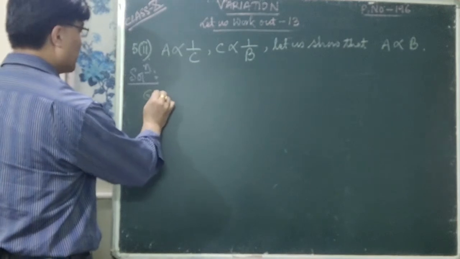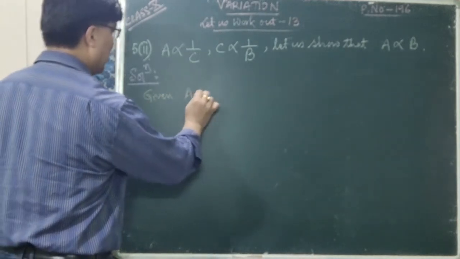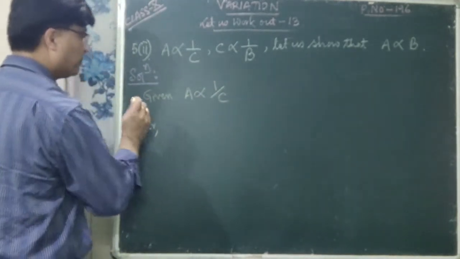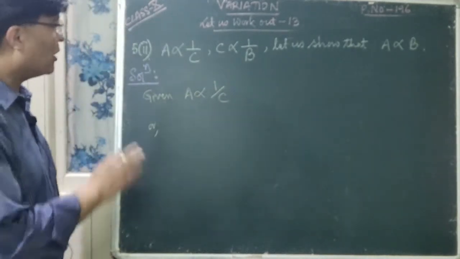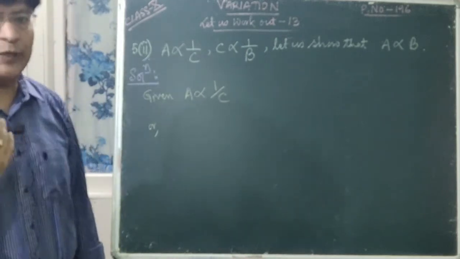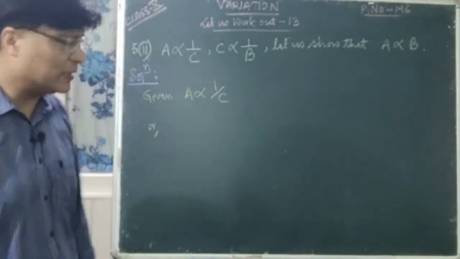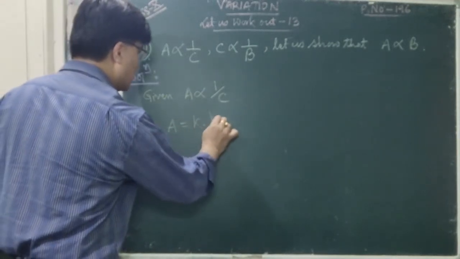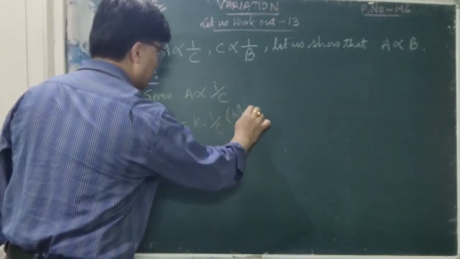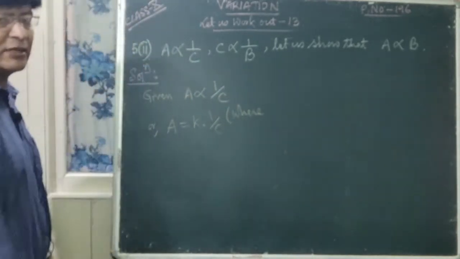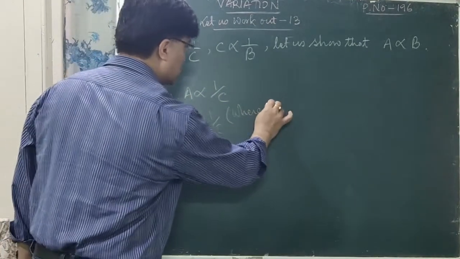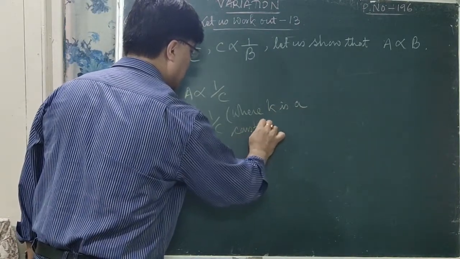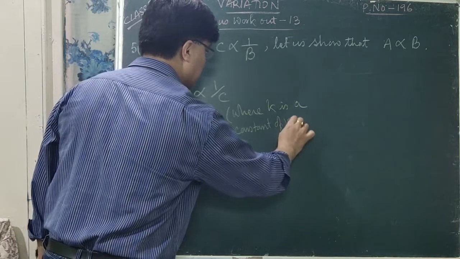So here the first one is given: A proportional to 1 upon C. Now you know how to convert this proportional sign into an equality sign, isn't it? So A is equal to K into 1 upon C. Within the bracket, what should you write? Always you have to write down: where K is a constant of variation.